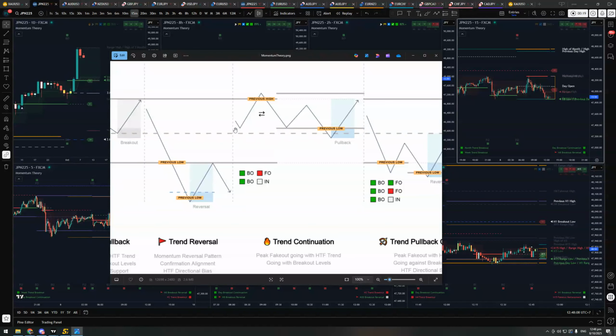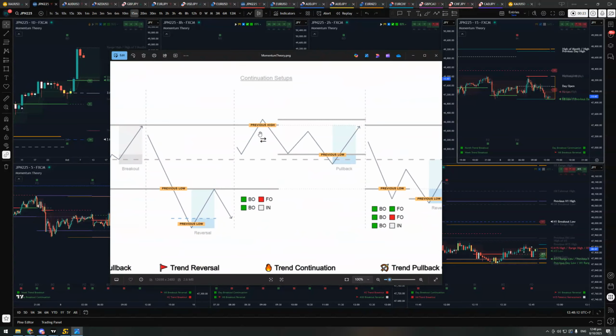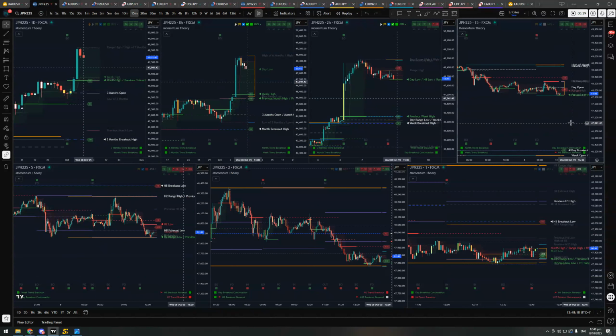Breakout followed by an inside. We have a breakout bar. And then the next day, price just stayed inside. And now price has come down, faked out the low above that breakout level.